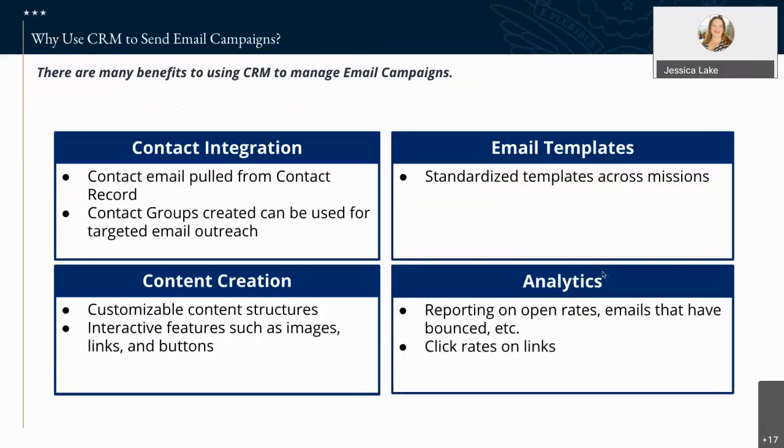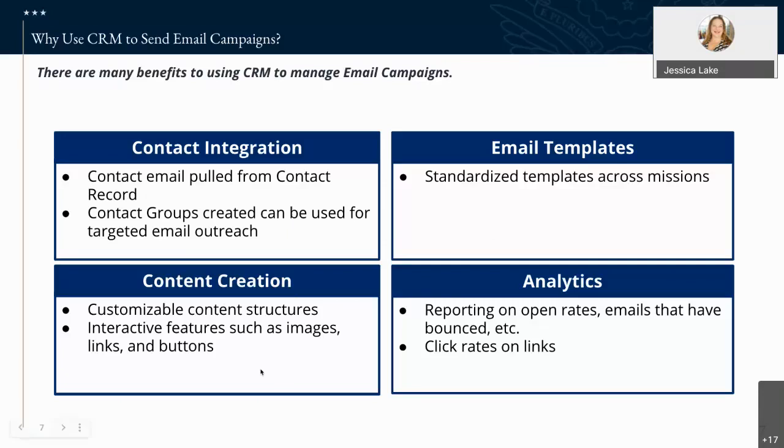All right, so really quickly, why use CRM to send email campaigns? Obviously, you probably know the benefits. That's why you're here trying to learn about this. But why not just send an Office Outlook distro list email? Well, there are some benefits, namely the contact integration. When the contact record information is pulled, it can track that for each contact. You can also custom create contact groups to create targeted email outreach efforts. There's also nice email templates that are standardized across the mission. It gives you a really professional look and feel that you just can't get with an Outlook message.